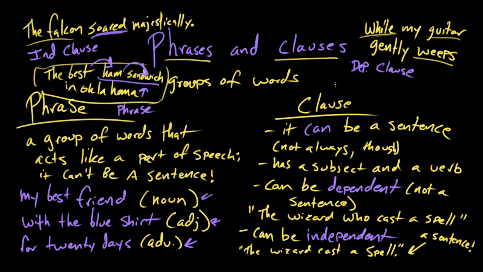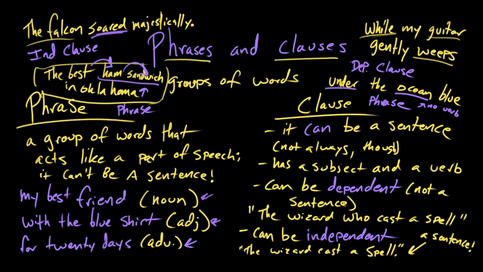How about under the ocean blue? That is a phrase. What makes you say that? Well, again, we don't have a verb. We've got a subject, the ocean, and we have under, that's a preposition. So we have a direction and a place, but we don't have an action. And that would make it a phrase and not a clause.